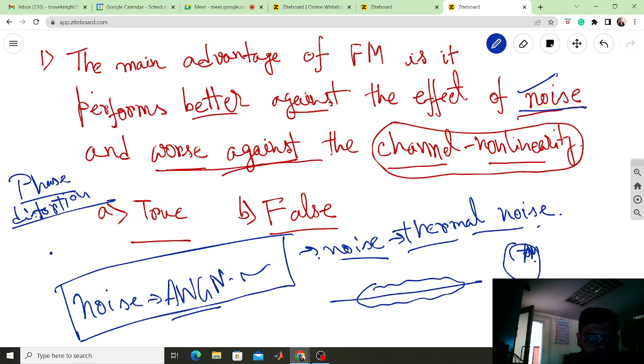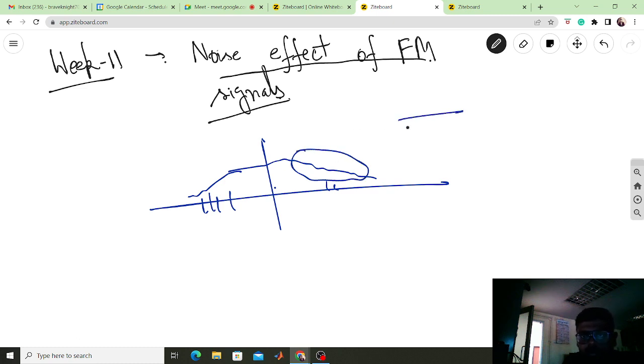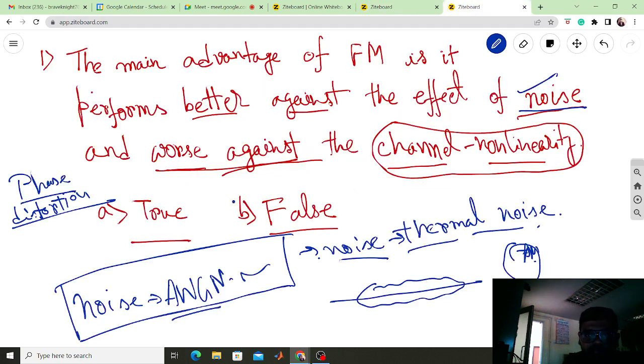Nonlinearity means not every band has the same sort of gain. Some frequencies, the gain at particular frequencies will not be equal. If within this band every frequency component has the same gain, that is fine, but in this picture, within this band, this is the channel response, so that is sort of nonlinearity here. So from my perspective it is a true statement.